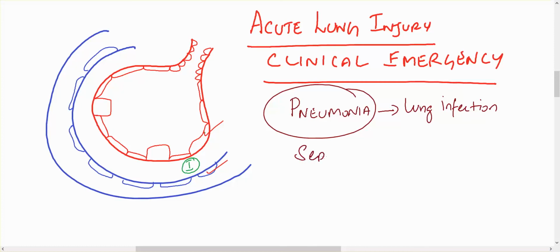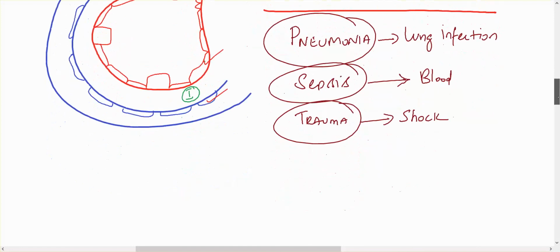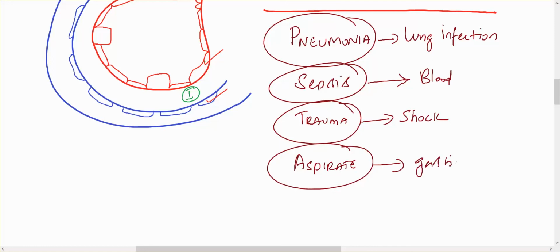Or sepsis. Sepsis means septicemia, that is infection coming through the blood, or the person is having trauma. It could be burns or any trauma that creates shock. The shock creates vascular damage, and also if the person aspirates the gastric content, the gastric content has acid that will irritate and destroy the alveolar epithelium. So these are the things that will produce acute lung injury.